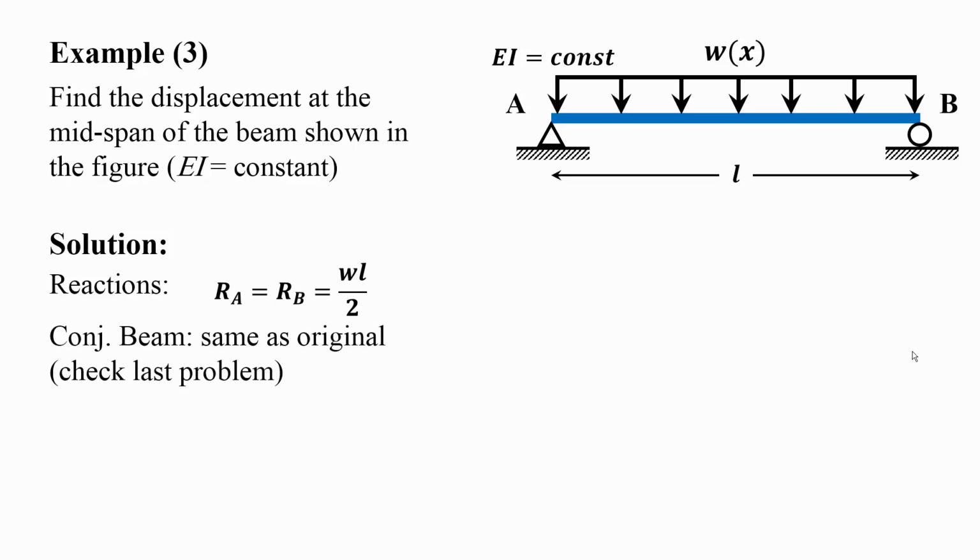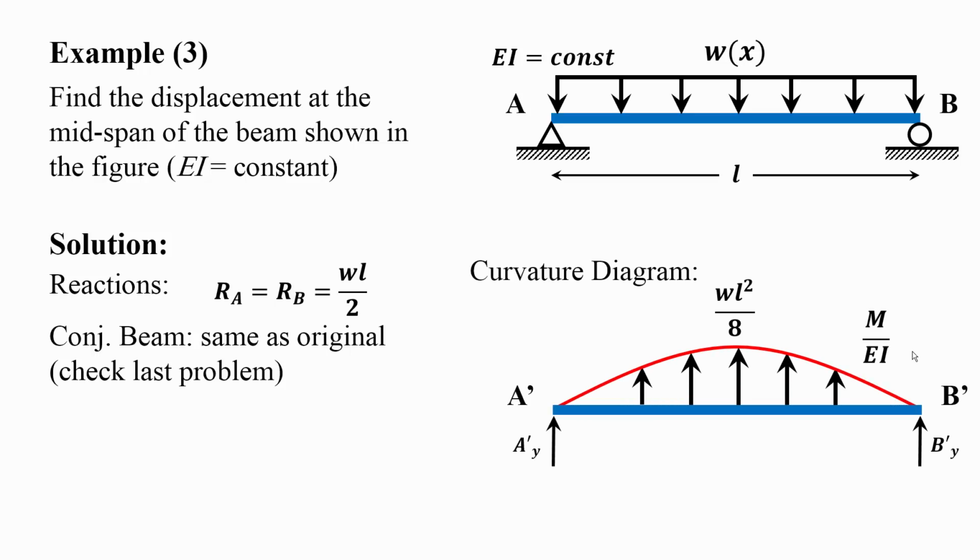And the conjugate beam is the same as the original. We've done this beam in the previous example. The curvature diagram, remember the moment diagram is WL squared over 8. That's the maximum value. Okay, so you have this diagram and you divide it by EI, you will get basically the curvature diagram. And since the moment diagram is above the horizontal axis, the curvature diagram should be applied on the conjugate beam, but pointing upwards.